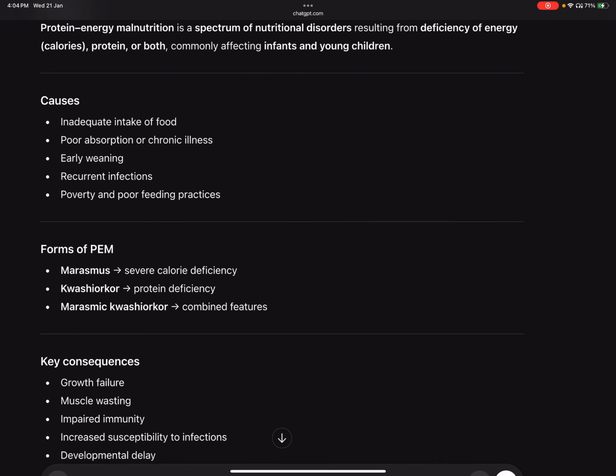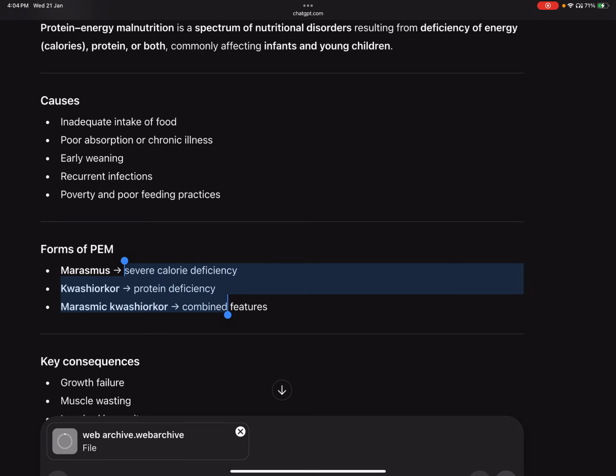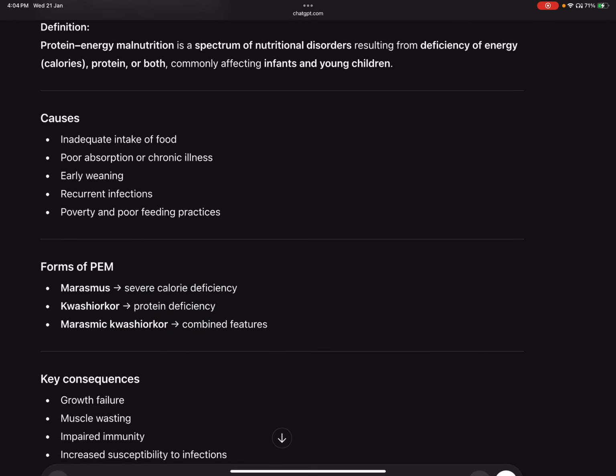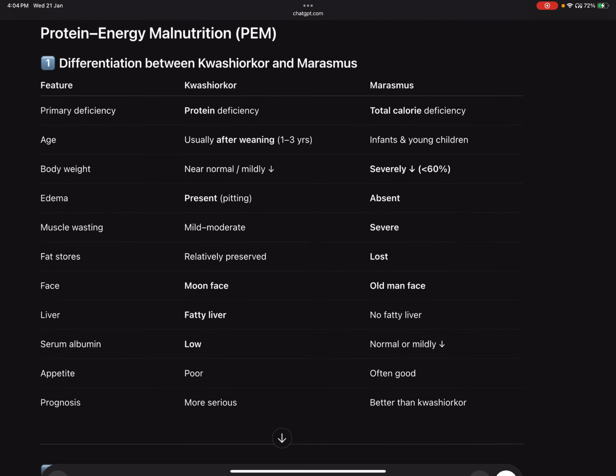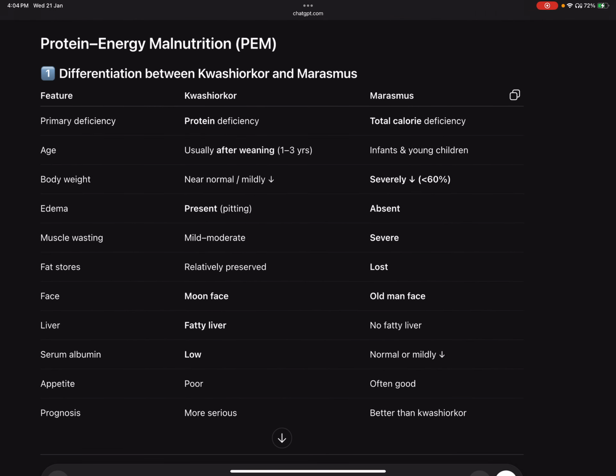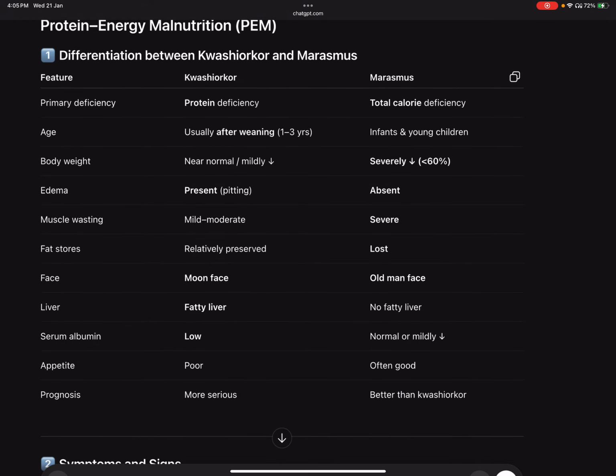And what are the forms of PEM? You have marasmus, you have kwashiorkor, you have marasmic kwashiorkor. So marasmus is calorie deficiency, kwashiorkor means protein deficiency, whereas marasmic kwashiorkor will have both of them. Okay. Up here is one table which looks at both the differences. So this is one thing you need to know. Kwashiorkor is protein deficiency and this usually occurs around 1 to 3 years of age and body weight is extremely low.